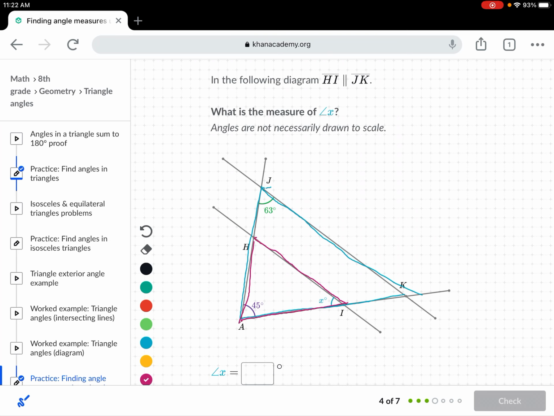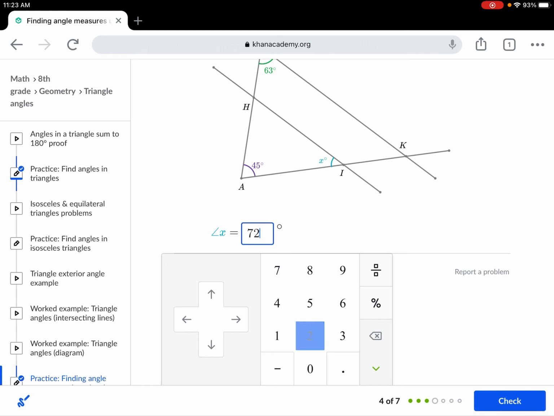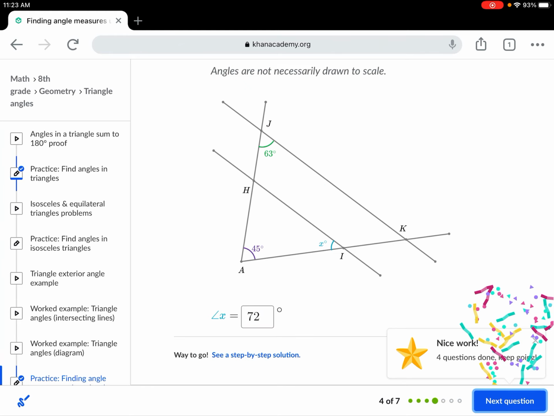And to do that, we're going to use the fact that HI is parallel to JK. So for the big triangle, we have a 45 degree angle and a 63 degree angle. That's 108. So that makes this angle 72 degrees. So now HI being parallel to JK is relevant because the X and the 72 are corresponding angles, and corresponding angles are congruent. So X is also going to be 72 degrees. So we can type in 72.